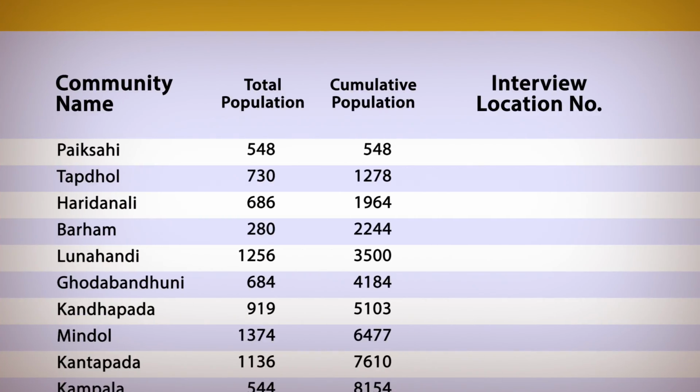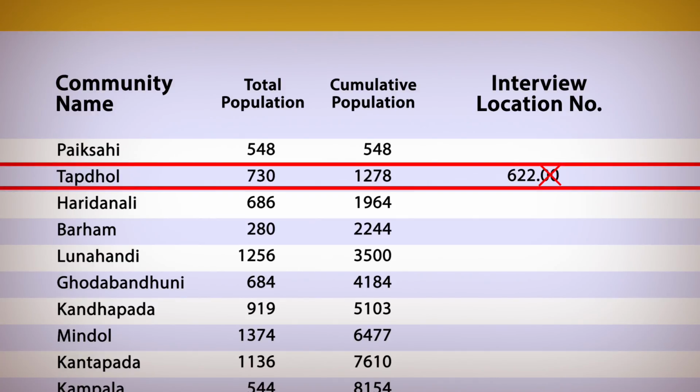We need to find which locations each of these numbers falls into. For example, 622 is greater than 548, but does not exceed 1,278. So, the 622nd person is located in Tapdal.